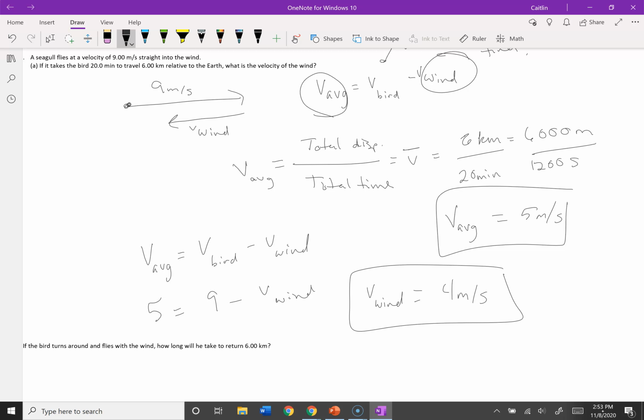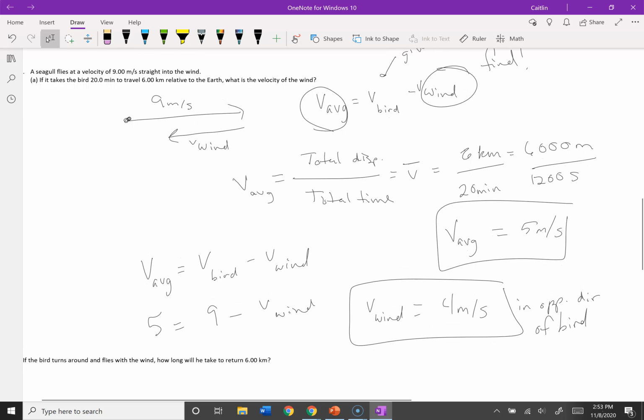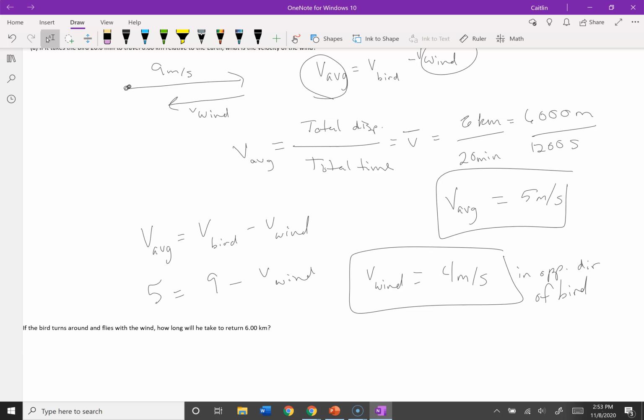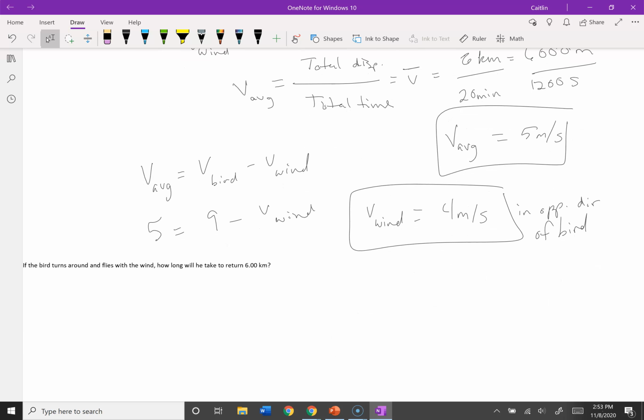And we should note that it's 4 meters per second in the opposite direction of the bird. We don't have enough information to say exactly what direction. We just know it's the opposite of the direction that the bird is flying because we weren't told it was flying straight east. We weren't told it was dropping. We weren't doing any of that.